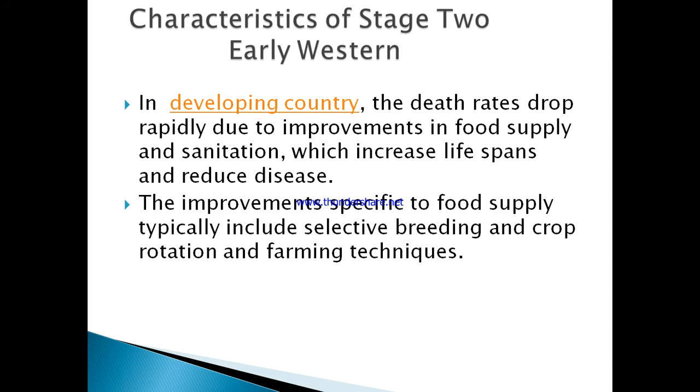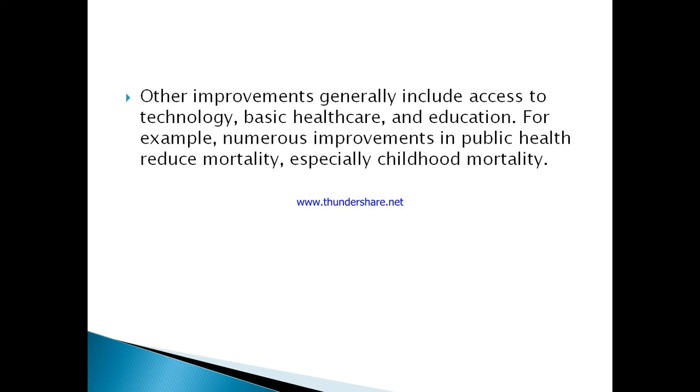Now, we can look at the characteristics of stage 2, that is the early Western. In developing countries, the death rates drop rapidly due to improvements in food supply and sanitation, which increase lifespans and reduce disease. The improvements specific to food supply typically include selective breeding, crop rotation and farming techniques. Other improvements generally include access to technology, basic health care, and education. For example, numerous improvements in public health reduce mortality, especially childhood mortality.